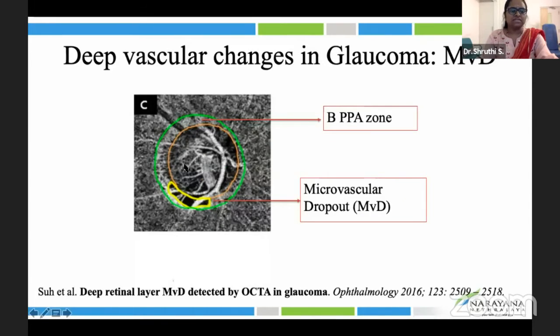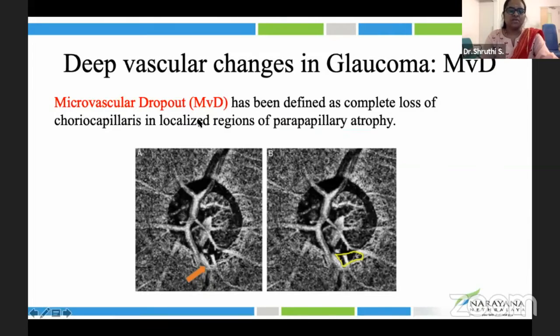So here, this is the choroidal slab of an OCTA image of a glaucoma eye, where the beta peripapillary atrophic zone is demarcated. And we can see a dark zone in the inferotemporal area in the peripapillary atrophic zone, where it is devoid of choriocapillaris. Though we can see the large blood vessels, it is totally free of capillary vessels. So this area has been defined as microvascular dropout. Microvascular dropout has been defined as a complete loss of choriocapillaris in localized regions of the peripapillary atrophy.